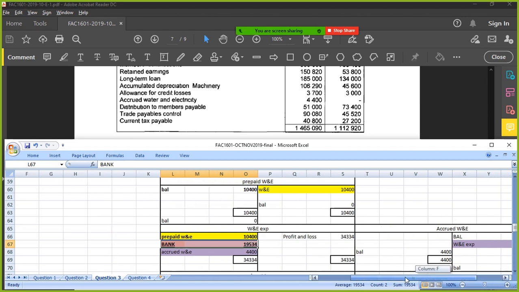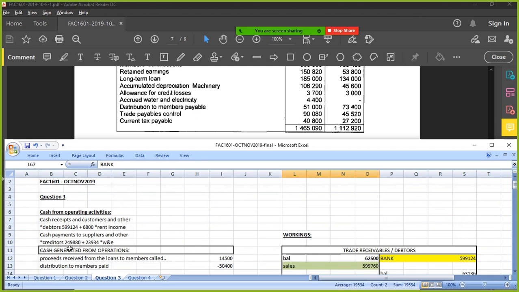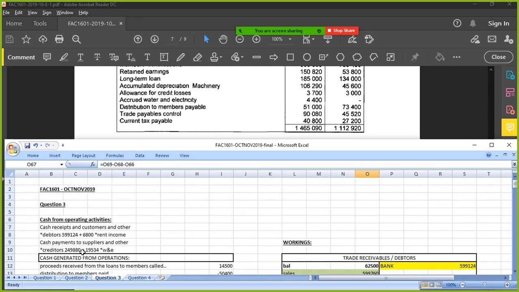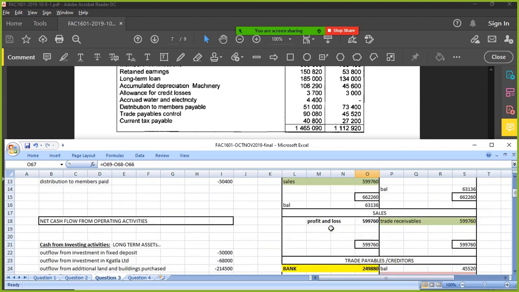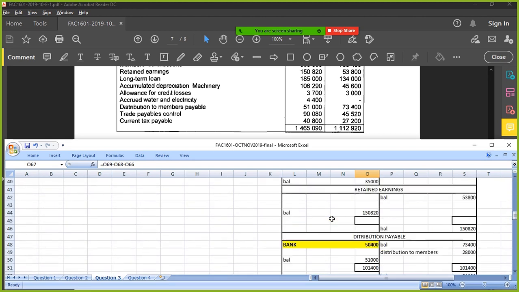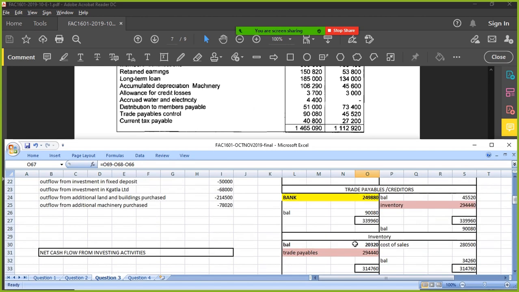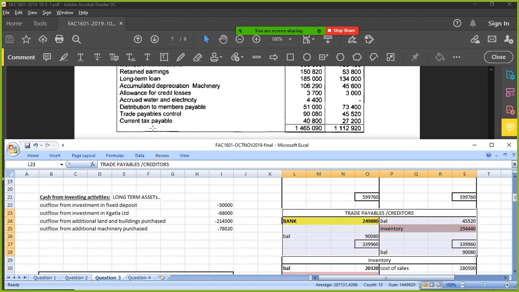It should actually be 19,534. Let's update our water electricity. 19,534. Perfect. Happy with that? Yes. Let's see. Distribution to members, we looked at. Trade payables, I think I did look at. Yes, I did. Current tax payable, haven't looked at.